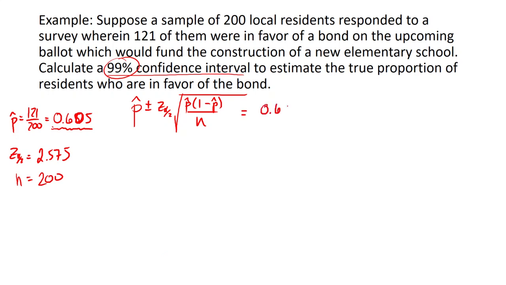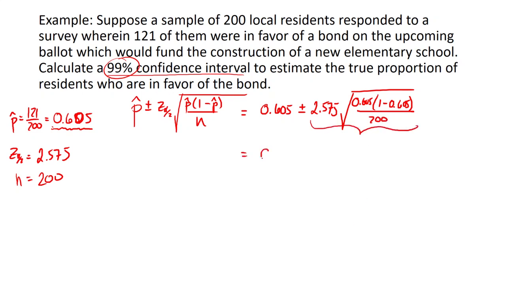So p hat was 0.605, z is 2.575, the 0.605 goes everywhere else, and then the n is 200. Okay. So let's calculate that margin of error when you get a chance.